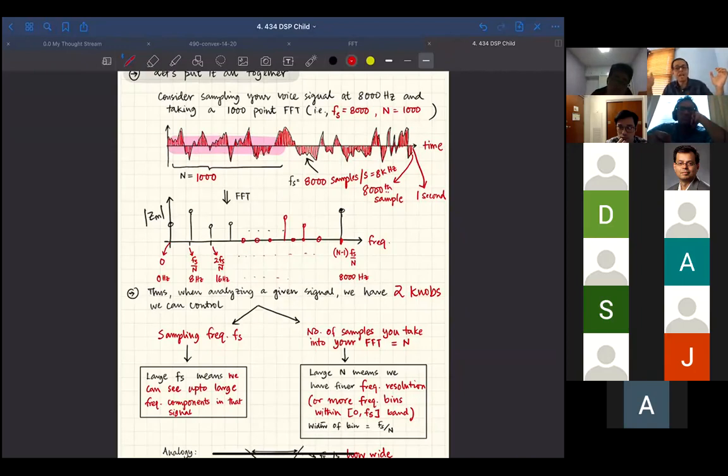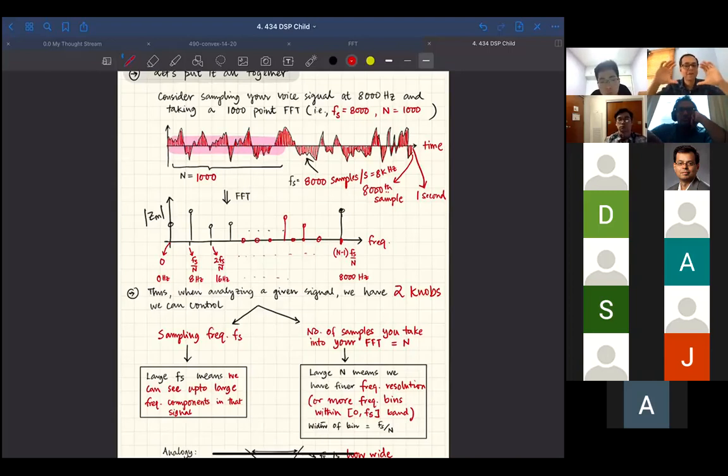So if you take a larger window while sampling at Fs, you're saying that I'm going to look at this signal at much higher resolution. If you take a smaller window, you're saying I'm going to look at that signal at lower resolution. But Fs tells you what is the maximum frequency at which you can look at that signal.